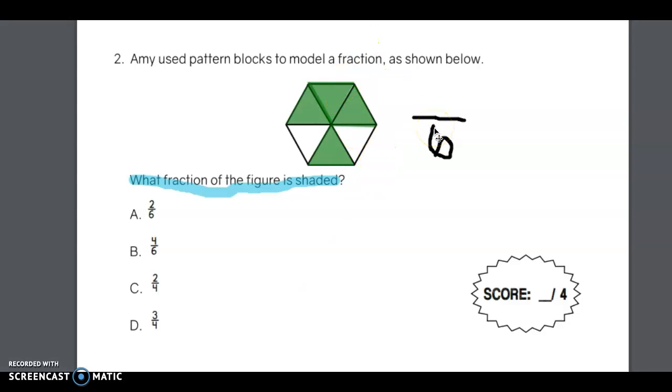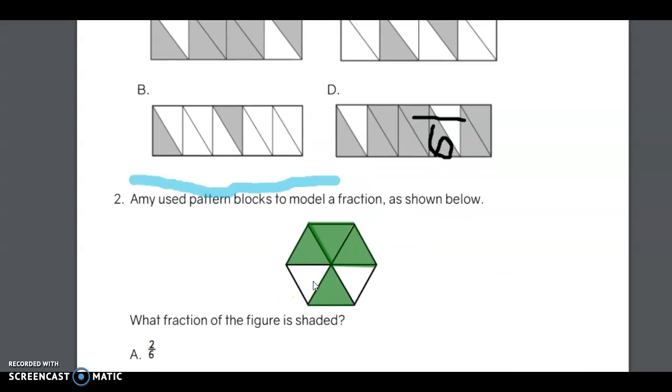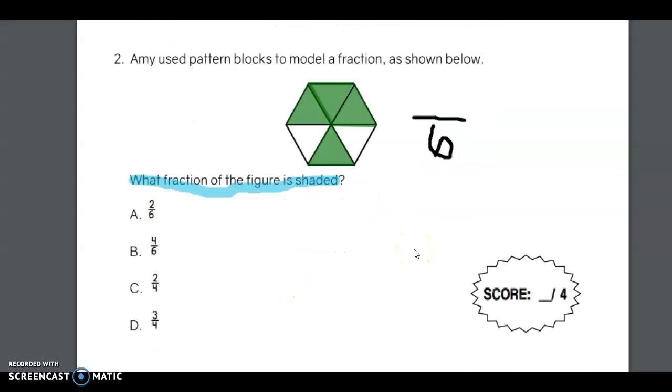Sometimes up here in this question it was gray. Sometimes it's purple or blue or black. Sometimes it's a different color, but it's the color that's not white, okay? I'm going to count these pieces. 1, 2, 3, 4. That is a terrible 4, Mrs. Garza. Okay, 4/6 is the part that is shaded. Letter B would be your answer.